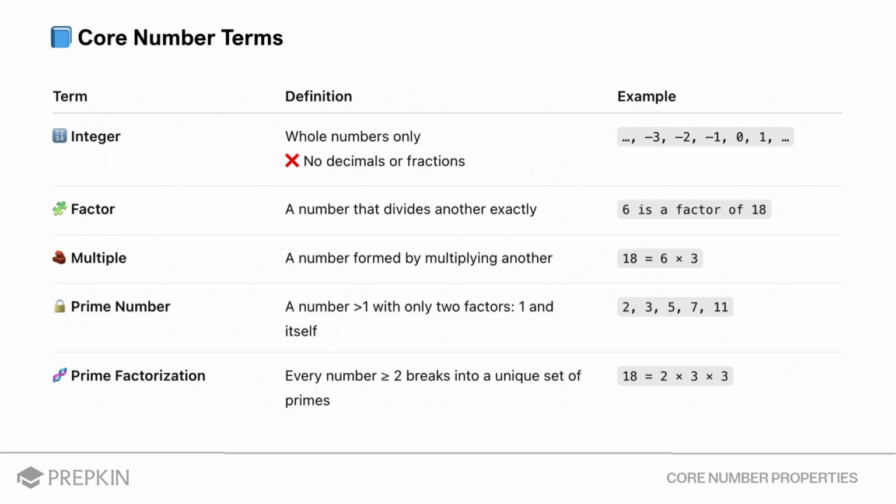Finally, prime factorization. This is the idea that every number greater than or equal to 2 can be broken down into a unique set of prime factors. For example, 18 equals 3 times 6, and 6 equals 2 times 3. So the prime factorization of 18 is 2 times 3 times 3.